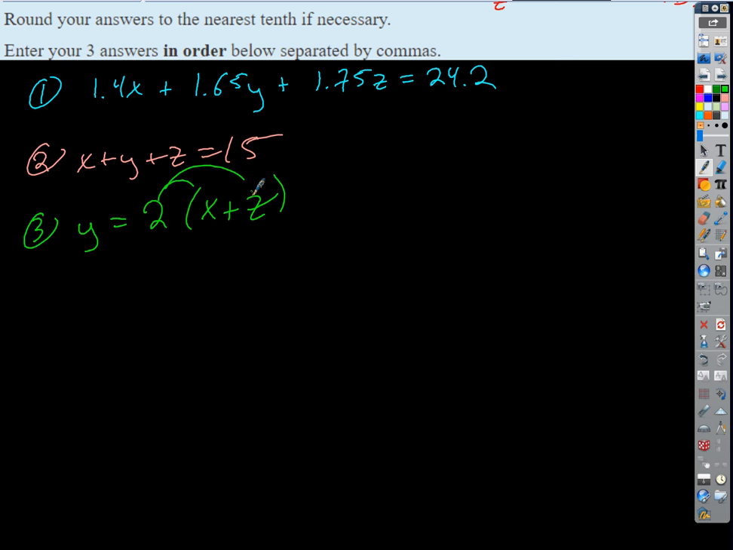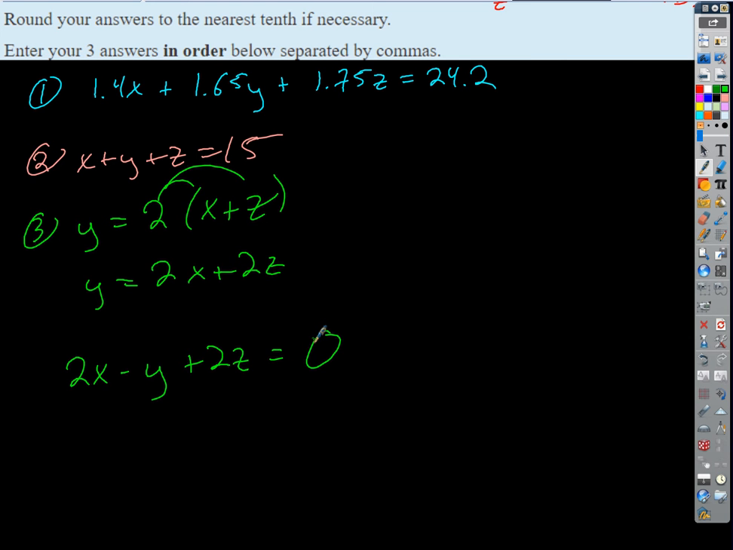Distribute the 2 maybe, right? So we're going to get Y equals 2X plus 2Z. And then how about if we just subtract the Y to this side, leaving us with the other side of the equation being what? 0. Okay, so would you agree then we end up with 2X minus Y plus 2Z equals 0?